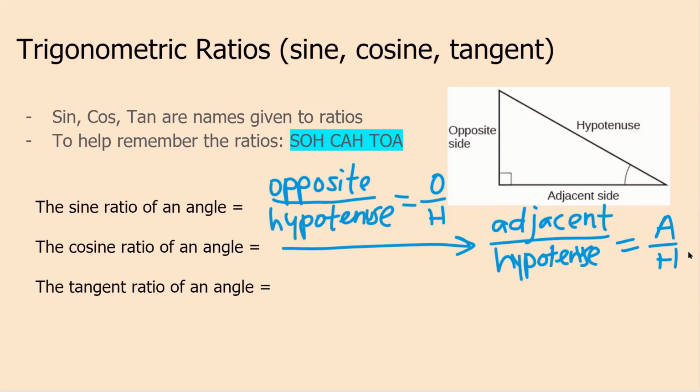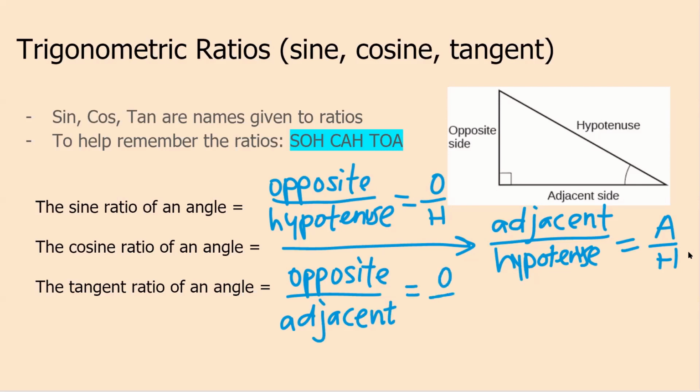Now, finally, we do have the tangent. This one's a bit different, but it's just opposite over adjacent. Also known as O over A. Now, with that, we've learned all the basic trigonometric ratios.